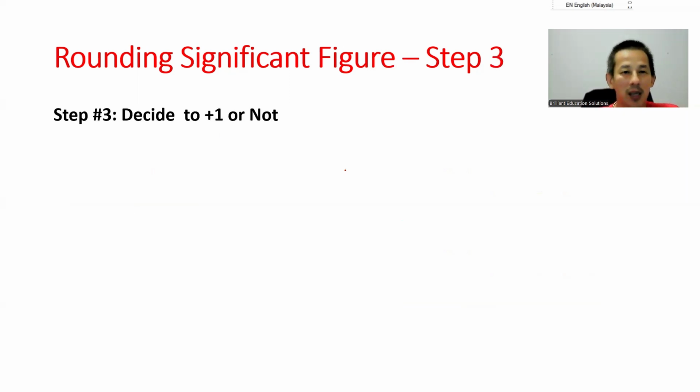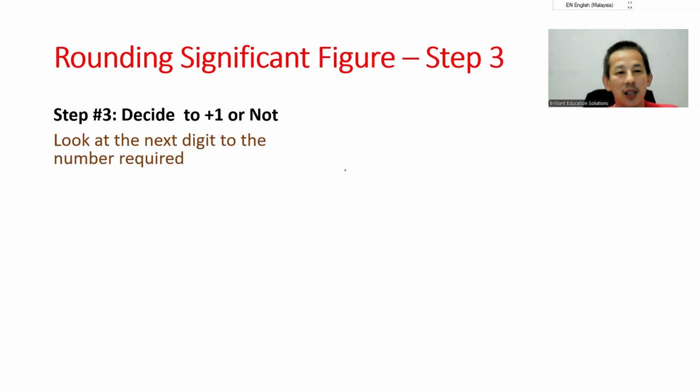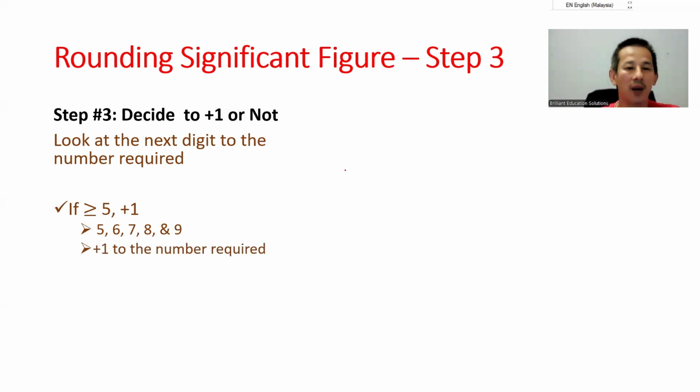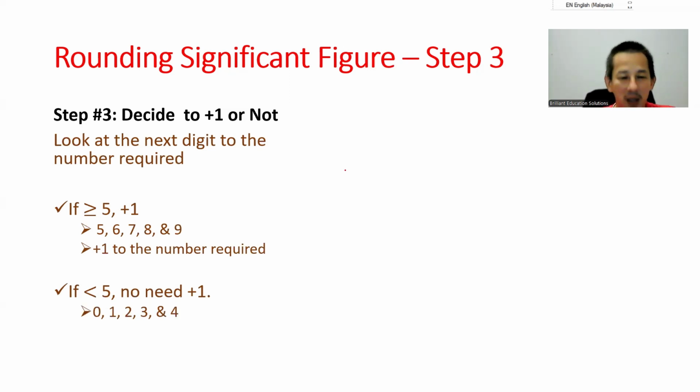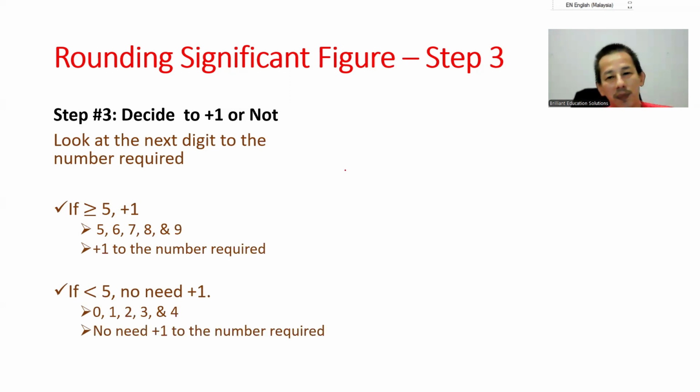Now, step 3, you need to decide whether to add 1 or not, because you're rounding, so the rounding rules apply. Look at the next digit after the number required, and if it's 5 or more, then you just add 1. In other words, if you have 5, 6, 7, 8, or 9, you add 1 to the number required. And if it's less than 5, you don't need to add 1. So if it's 0, 1, 2, 3, 4, you don't add 1.